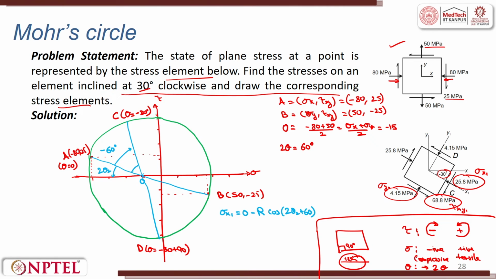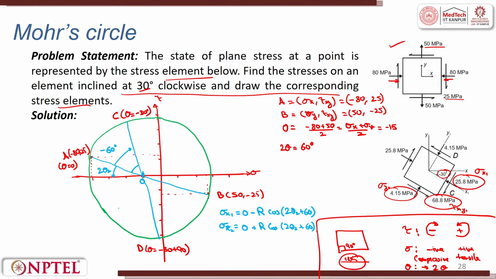I can locate this value here. So this is my value of sigma x1 in negative direction. Sigma x1 value is given. Now sigma x2 is O origin plus R cos of 2 theta 2 plus 60. You can see it is just getting added and subtracted. This value is getting added and subtracted here.